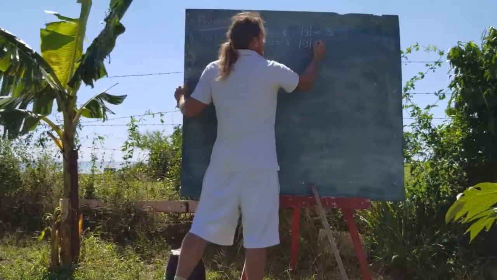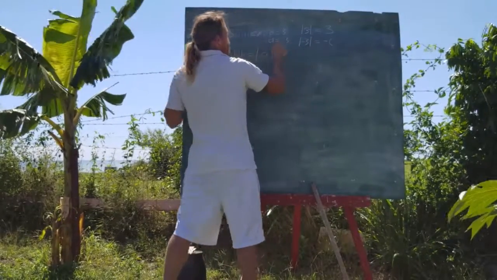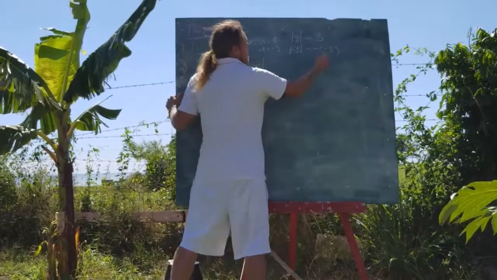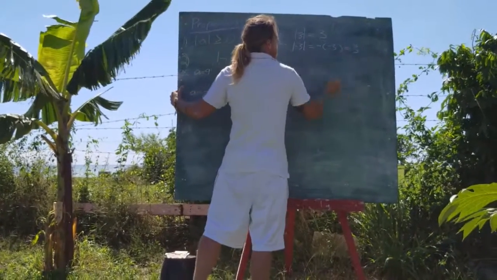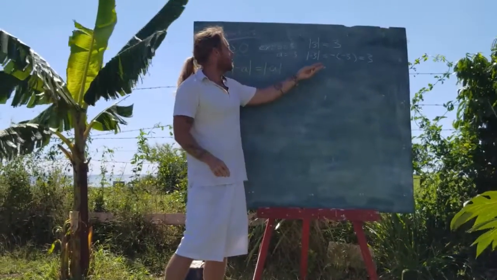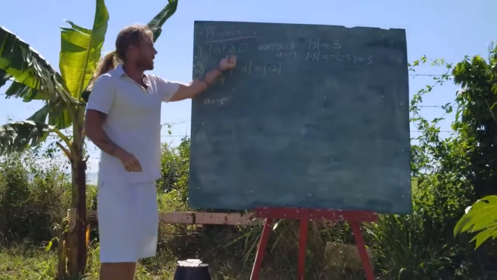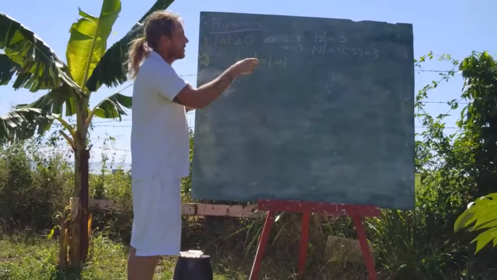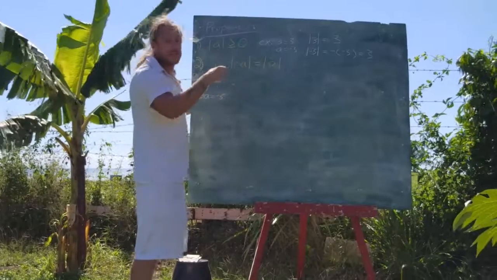So what is negative a? Well, a is negative 3. A negative times a negative 3 is equal to a positive 3. So again, we see that the absolute value is positive. It is greater than or equal to 0. And again, geometrically, negative 3 is the distance 3 from 0. It's just like 3 is the distance 3 from 0.